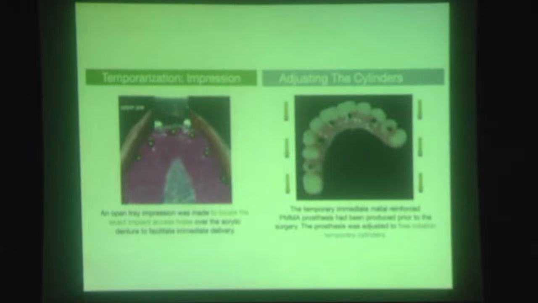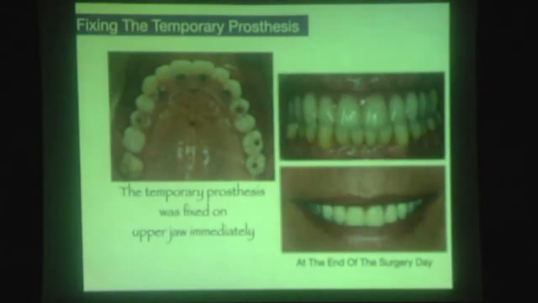The temporary immediate metal reinforced PMMA prosthesis had been produced prior to surgery. I mean, it was ready prior to the surgery. Only the holes were opened after the surgery. The prosthesis was adjusted to free rotation temporary cylinders. These are the temporary abutments. So the temporary prosthesis was fixed on the upper jaw immediately.